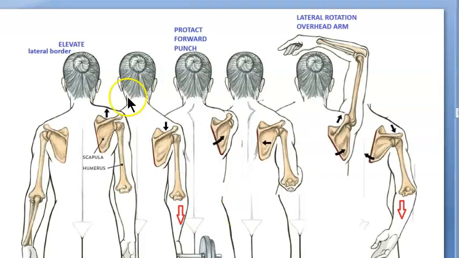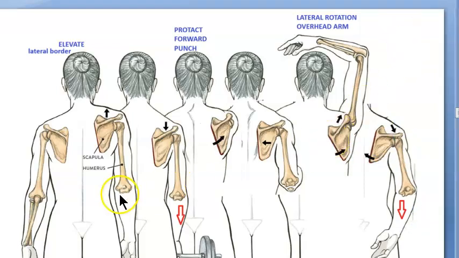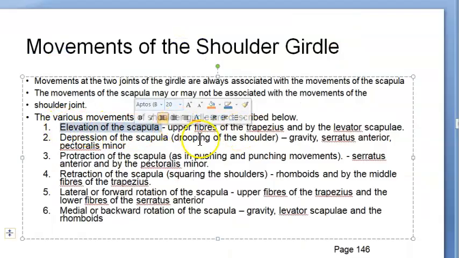See, when it has to come like this and like this, I would say some other muscles, but anyways, gravity is our best choice here. Elevation of scapula, revise this. Come on, guys. Elevation of scapula: upper fibers of trapezius and levator scapulae. This makes so much sense because it's elevation of scapula, levator scapulae makes sense. Depression, we'll go with gravity.